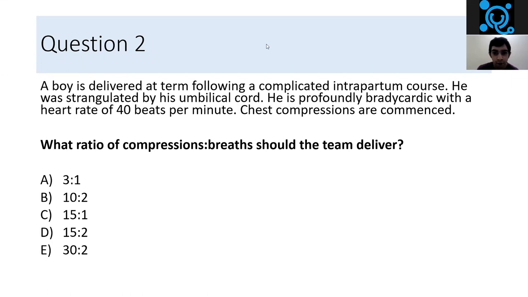So overwhelmingly, 50% of people have gone for option D, and there's an even smattering for all the other options. The correct answer for this one is actually A. And I can see why people went for D, because when you do pediatric life support, so in children, you would do 15 to 2. But for newborns, you do a 3 to 1 compressions to breaths ratio.